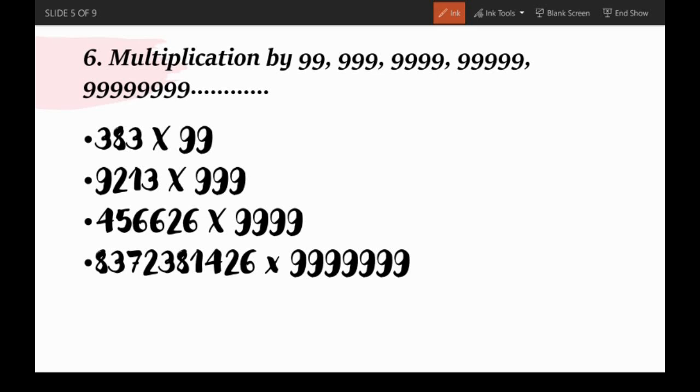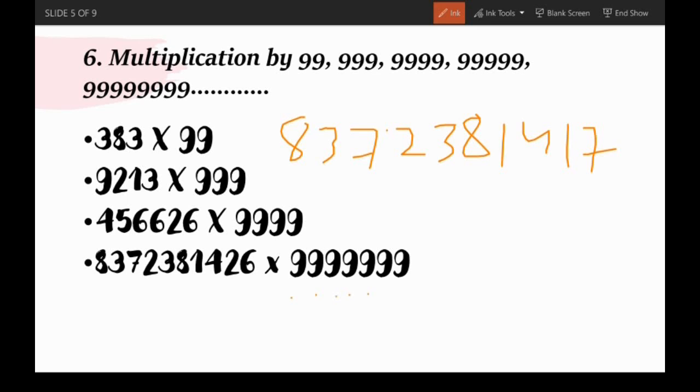So the answer is 83723814117. And how many numbers? 1 2 3 4 5 6 7. So we are going to take seven numbers from here. 1 2 3 4 5 6 7. So we're going to take only 2 3 8 1 4 2 6.